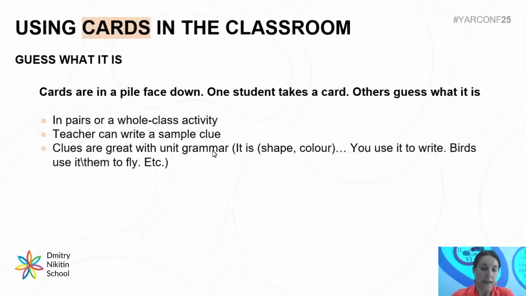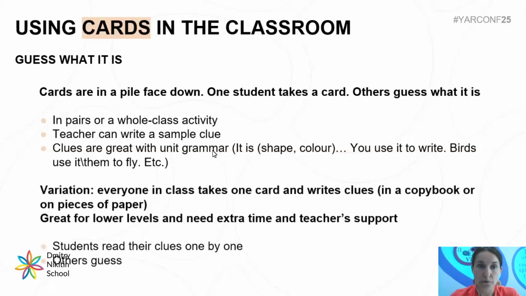With places like we had, like the library, for example, I can see a lot of books, or with bakery, I can see a lot of bread, I can see a person, etc. So if you write the clues on the board, it will be easier for younger learners or for low-level learners to describe the card.